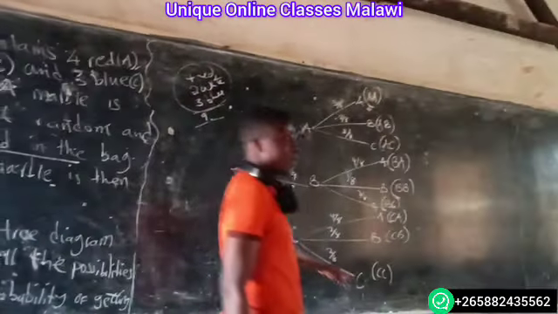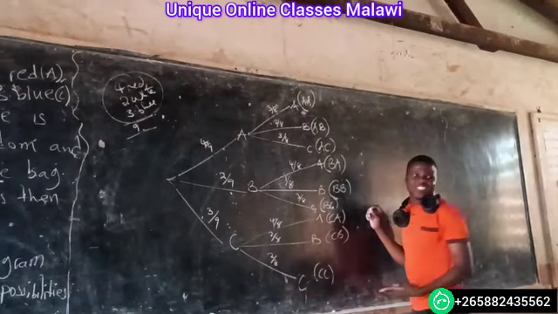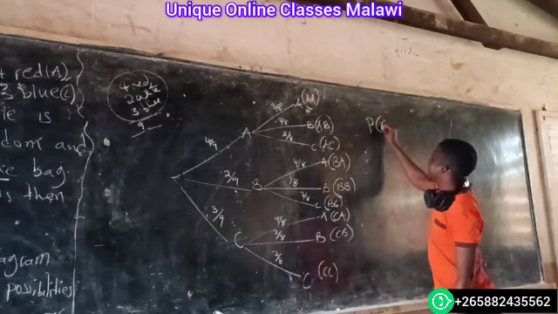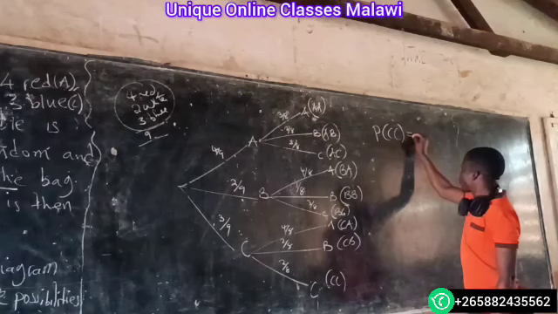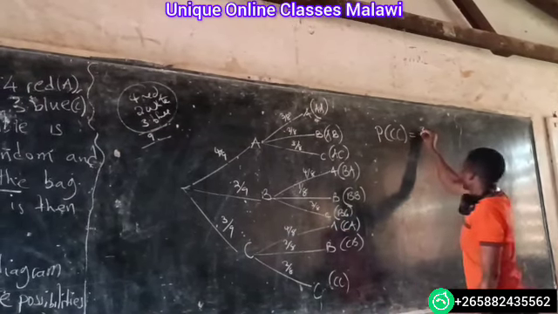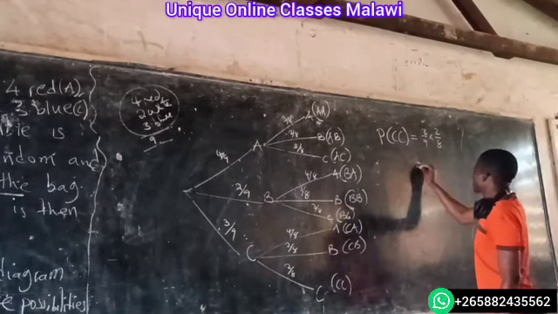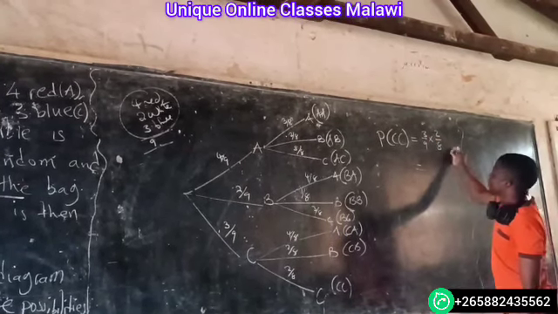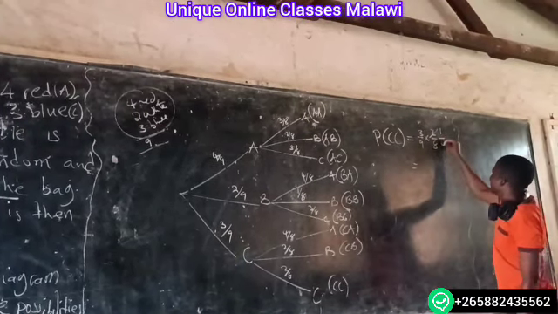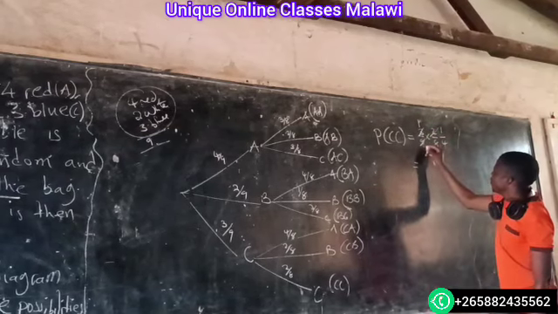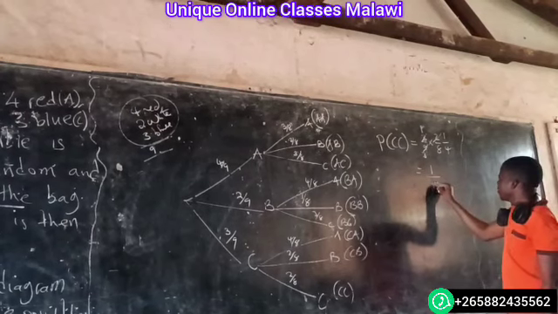Two C's. So the probability of getting two C's, CC, is equal to 3 over 9 times 2 over 8. Then we simplify: 2 and 3 cancel, so the numerator is 1 and the denominator is 12. This is the answer.